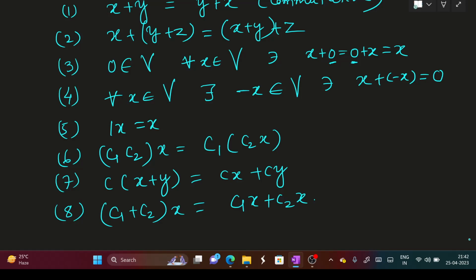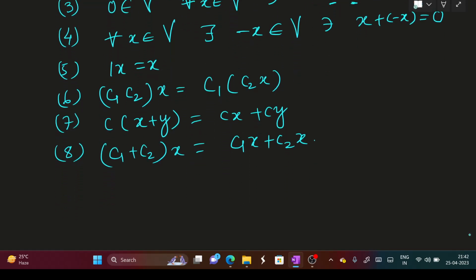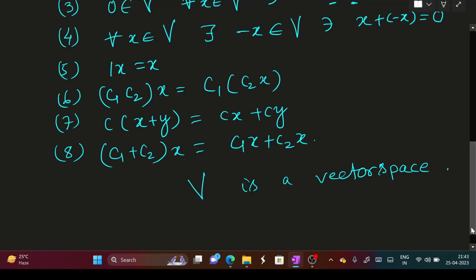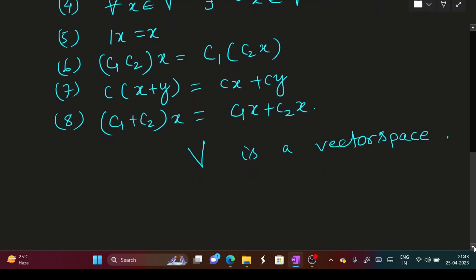Any set V having two operations, addition and scalar multiplication, satisfying these 8 properties is said to be a vector space. If these 8 properties are satisfied, then V is a vector space. So there are several vector spaces. For example, R square, R cube, R4, R5, R, all these are vector spaces. Examples of vector spaces. So they satisfy all these 8 properties.